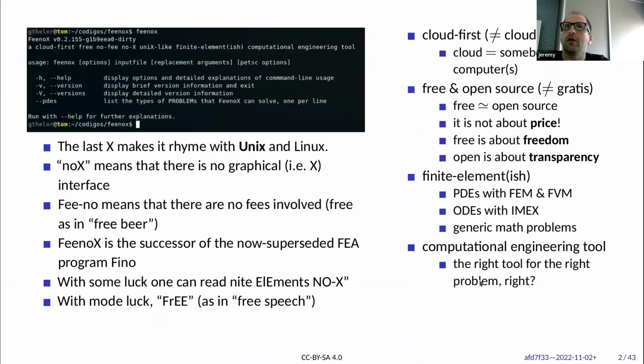So let's start with breaking up these words that I said. If you recall, last week we executed FeenoX, and it will tell you what it is. It's a cloud-first, free, no fee, no X, Unix-like finite-element-ish computational engineering tool. So let us break that up. The last X makes it rhyme with Unix and Linux. This will be important later. No X means that there's no graphical interface because it's cloud first.